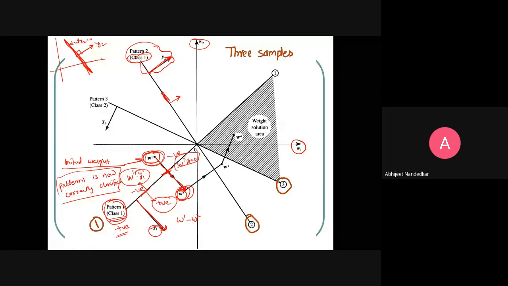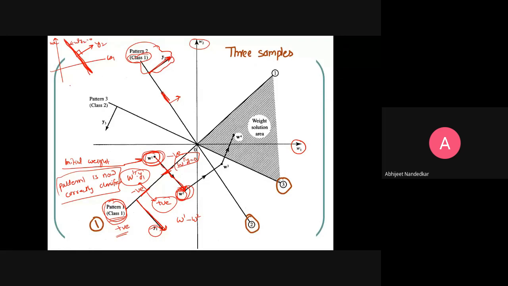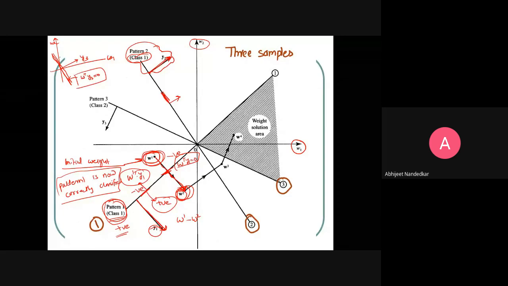So this is I am talking about weight space, augmented weight space. Okay, so if I have another pattern, say maybe something like this, y3, then perpendicular to that, if I draw a line passing through origin, then this line is W transpose y3 equal to 0. So this is the decision boundary. Remember, this side, the direction of pattern is always positive and the opposite side is negative.